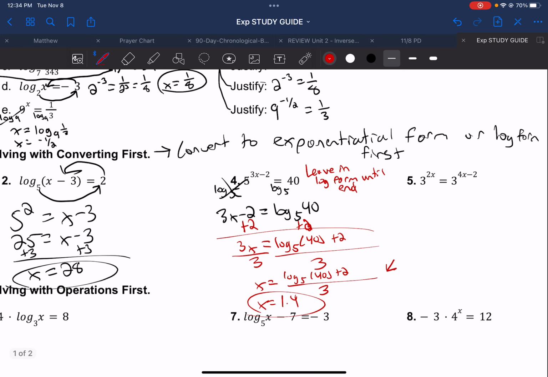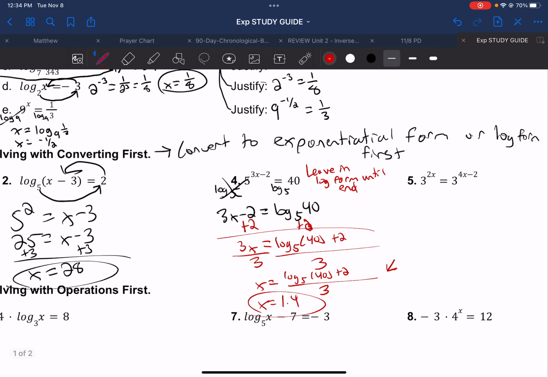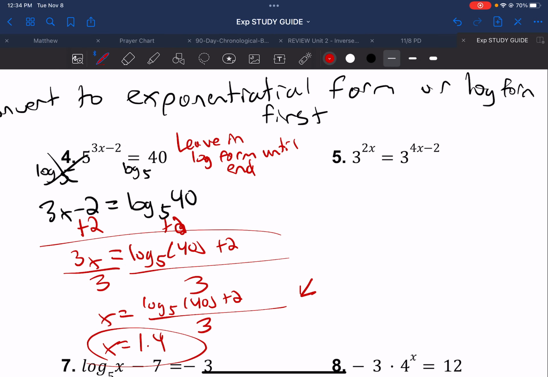So, next one here. This one's kind of a give me, right? 3 to the 2x equals 3 to the 4x minus 2. Well, how do I get these to go away? I take log base 3 on both sides. But notice, they're both 3 here. So it's just going to cancel out. So these cancel out, because log base 3 of 3 is 1. So both of these exponents come down, and then I just solve.